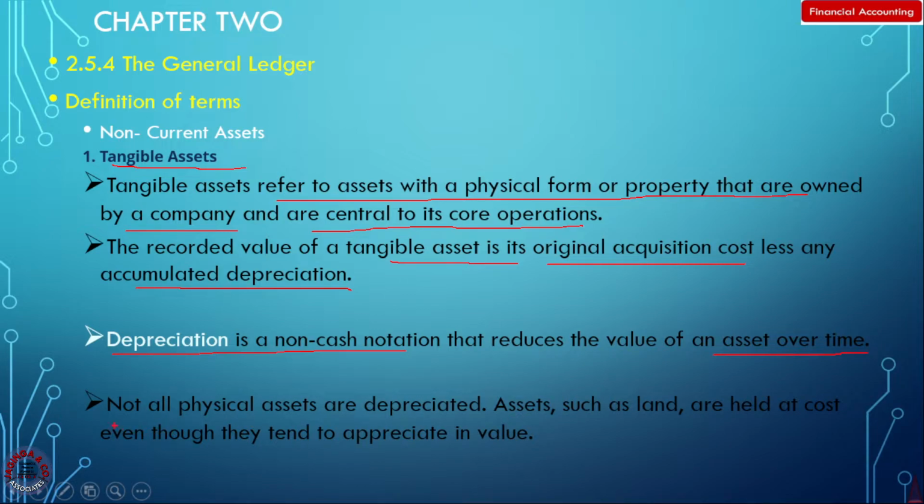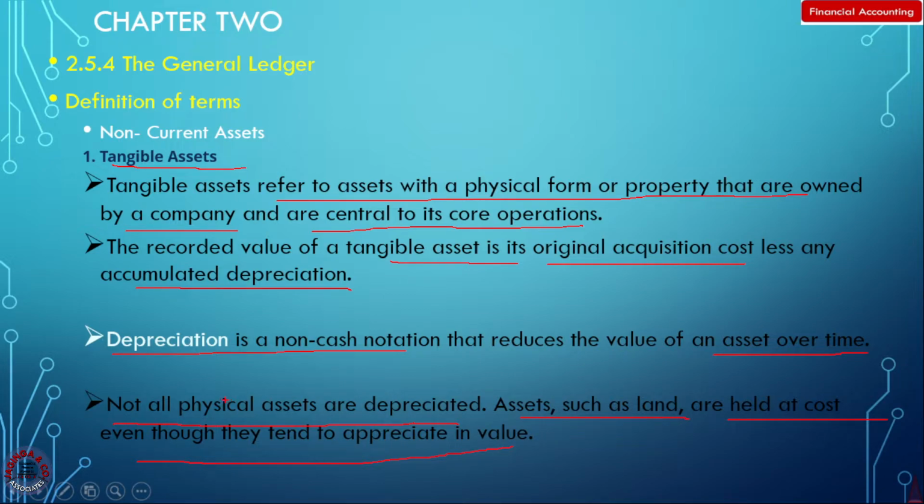And then we're also saying that not all physical assets are depreciated. Assets such as land are held at cost, even though they tend to appreciate in value. So when you buy land, land will not depreciate. When you buy land today at $300,000, come next year, the land will not be sold at $250,000. It will be more. So land does not depreciate. Land does not reduce in value. Land appreciates. The value of land will always be positive.